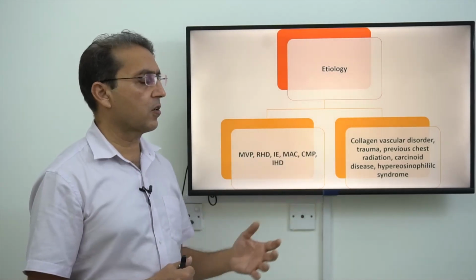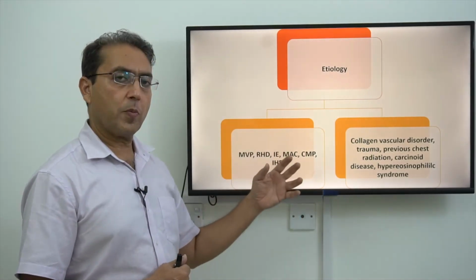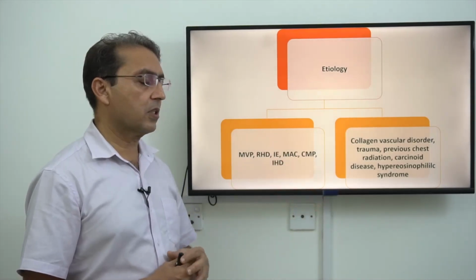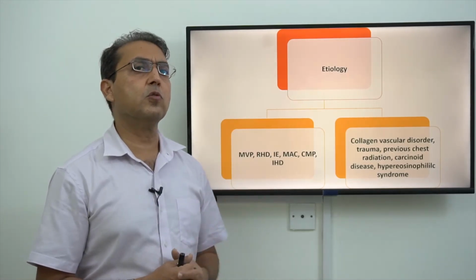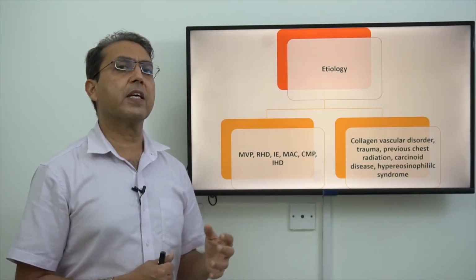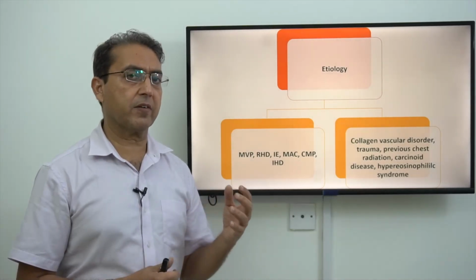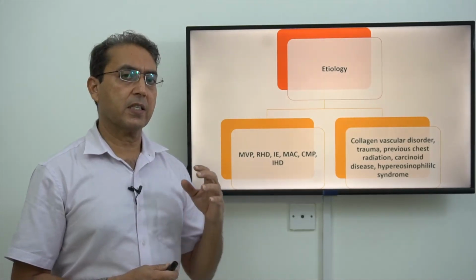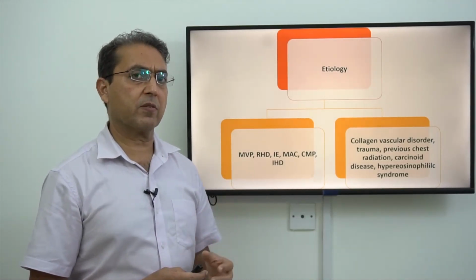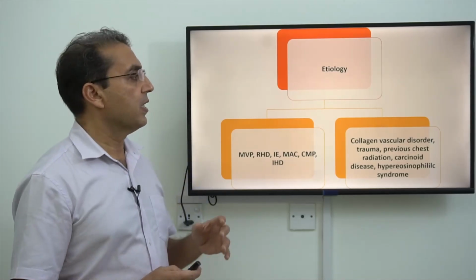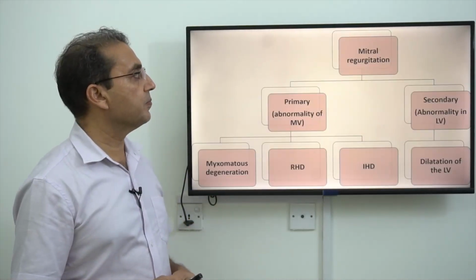The less common reasons are collagen vascular disorders, trauma, previous chest radiation, carcinoid syndrome, hypereosinophilic syndrome, and in patients who had mitral stenosis and have undergone valvotomy, they can have mitral regurgitation as a consequence of percutaneous valvotomy. Almost 10% of patients may have this valvotomy-associated mitral regurgitation.